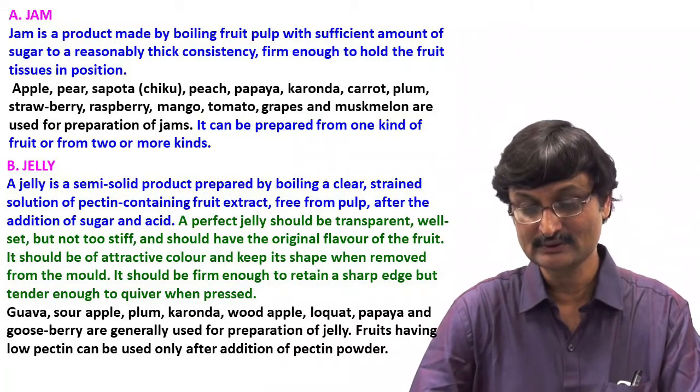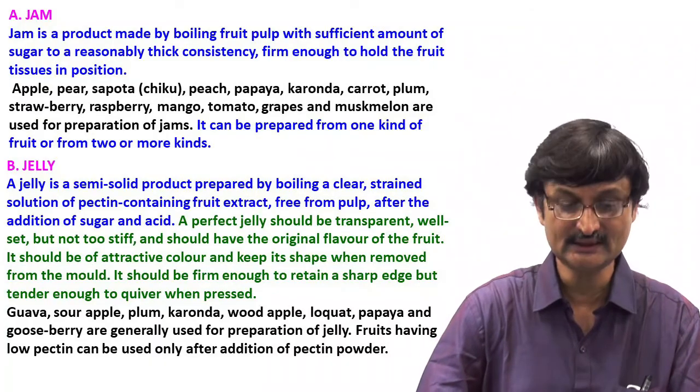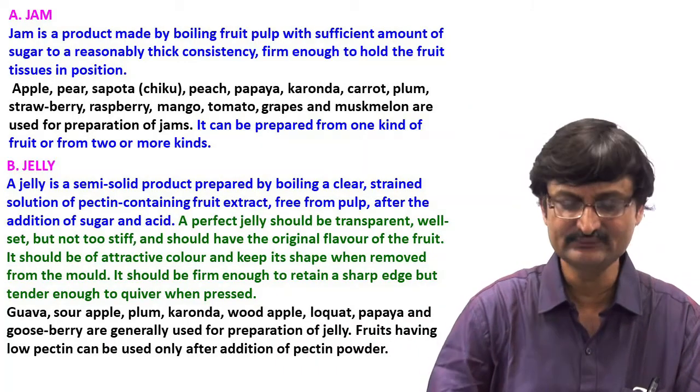Guava, sour apple, plum, karonda, wood apple, locust, papaya and gooseberry are generally used for preparation of jelly. Fruit having low pectin can be used after addition of artificial pectin powder.